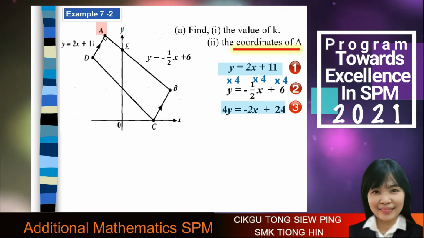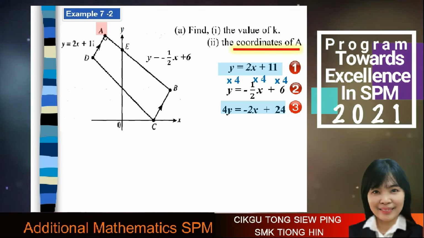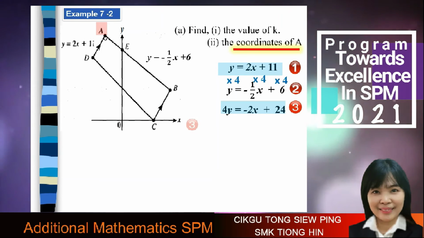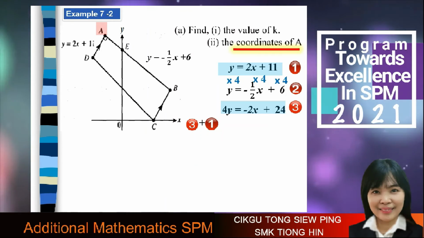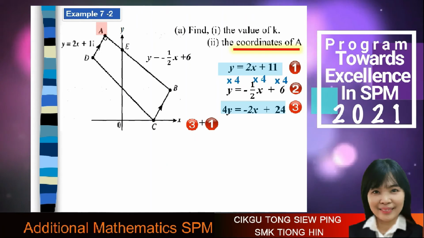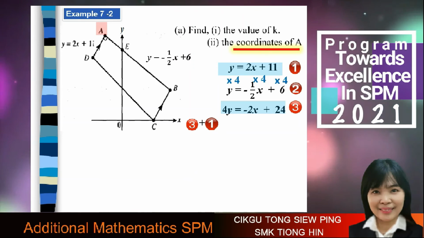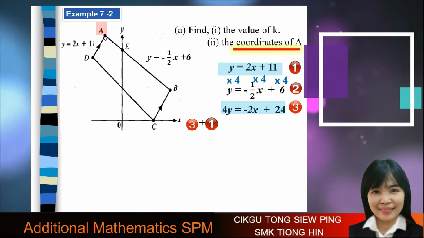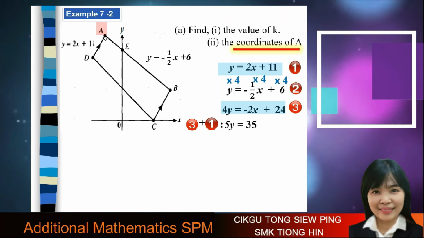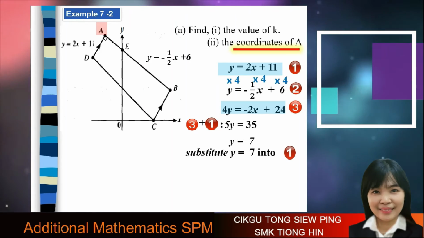Now look at the first equation and the third equation. I will eliminate my x by adding equation 3 to equation 1. 4y plus y equal to 5y. 24 plus 11 equal to 35. -2x plus 2x, we get 0. So I have 5y equal to 35. So for y, I get 7.